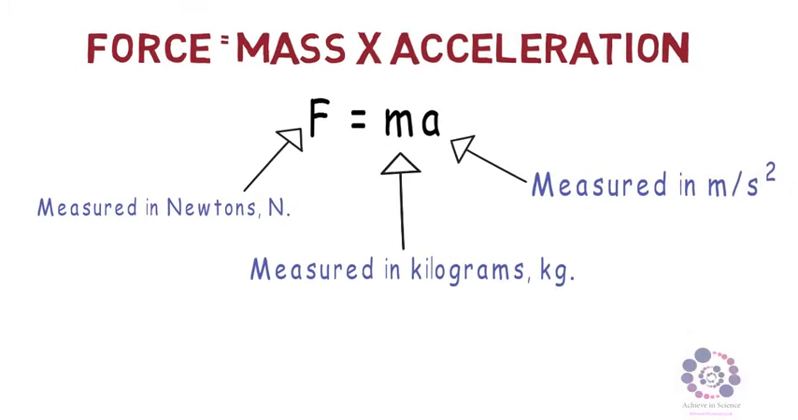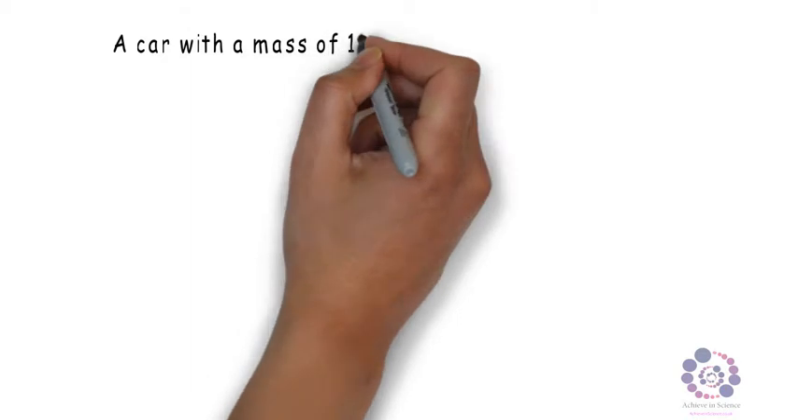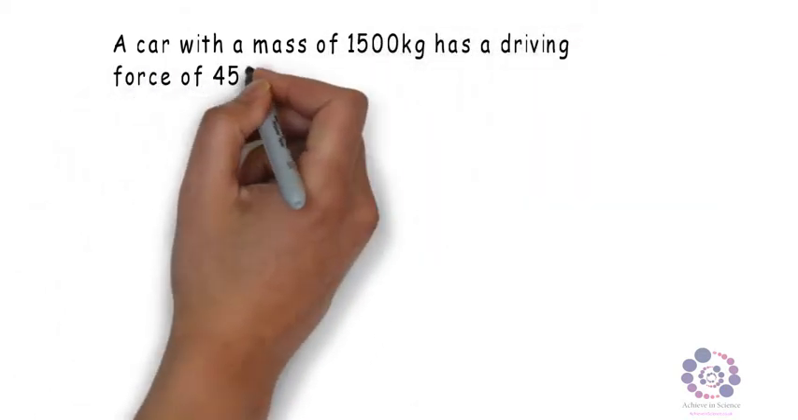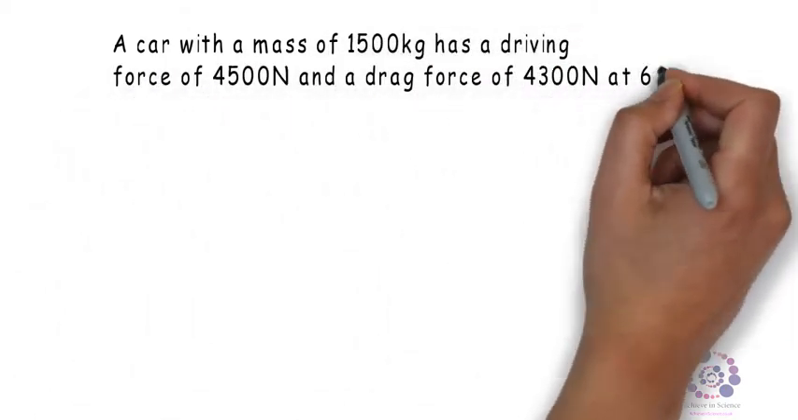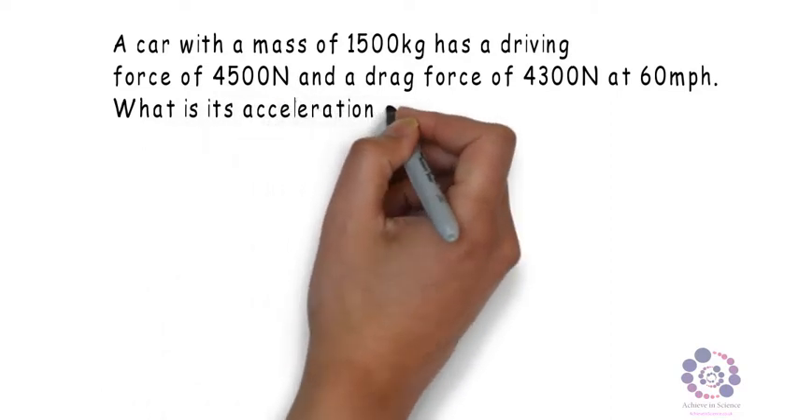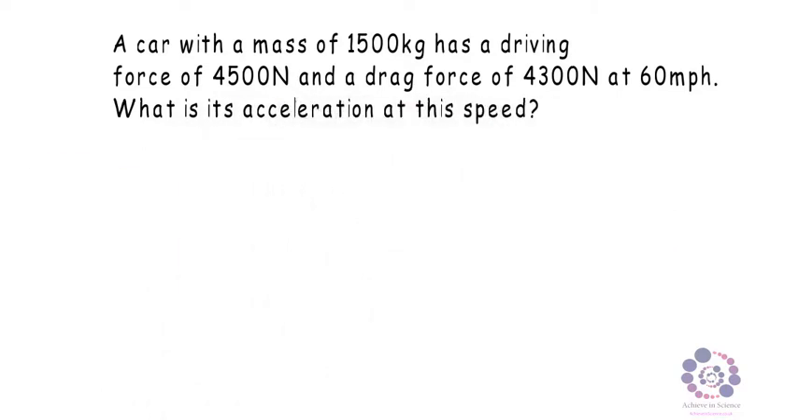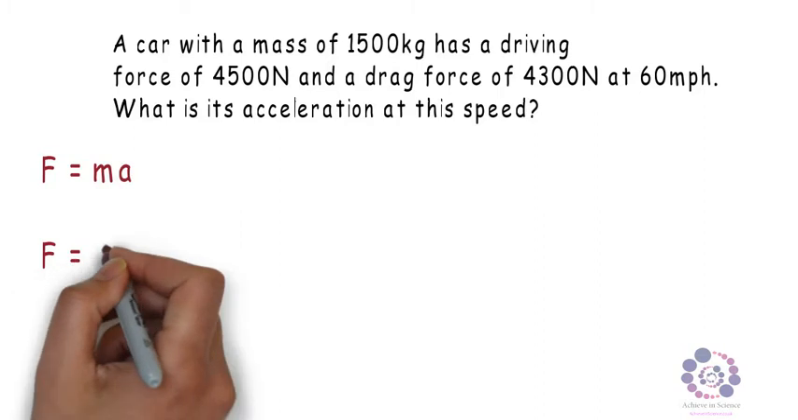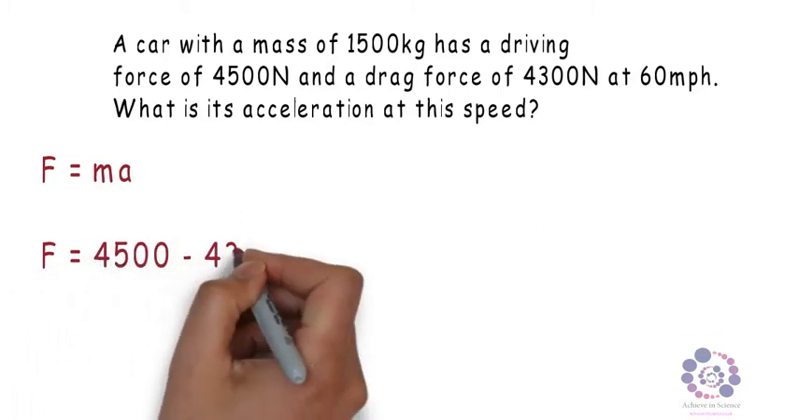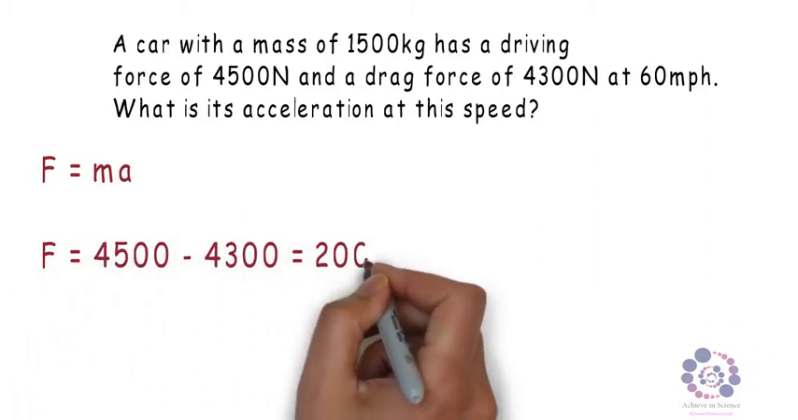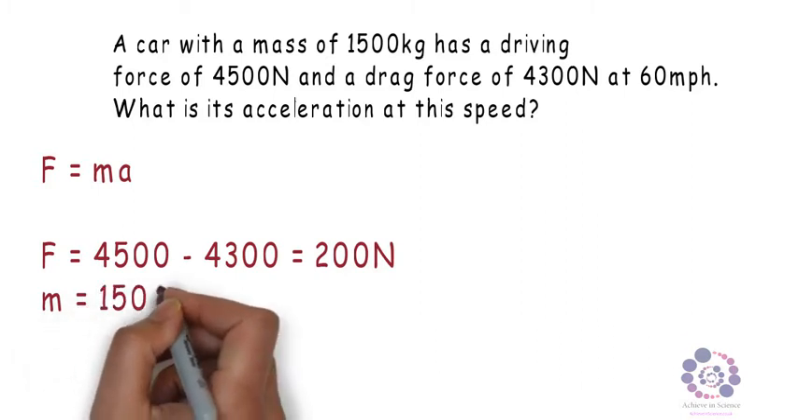Let's use this equation then to solve a question. A car with a mass of 1,500 kilograms has a driving force of 4,500 newtons and a drag force of 4,300 newtons at 60 miles per hour. What is the acceleration at this speed?